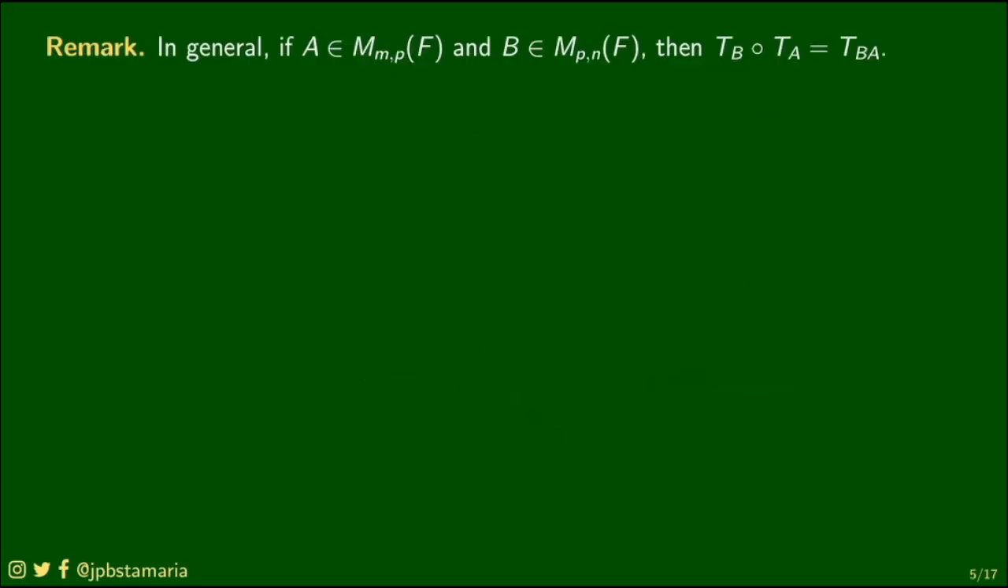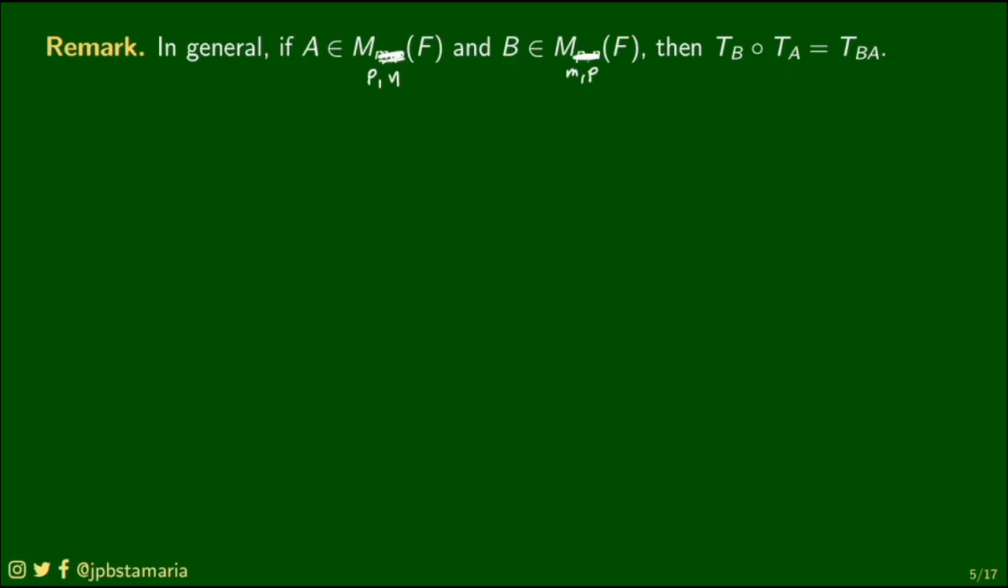In general, if you have two matrices, A being of size M by P, and I'm sorry, I think there's something wrong with how I write this. I think this should be M by P, and this should be P by N. I think I interchanged that.